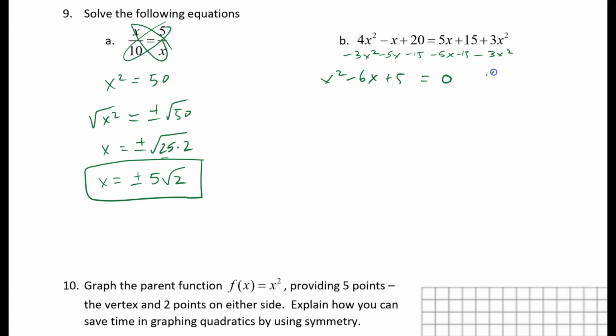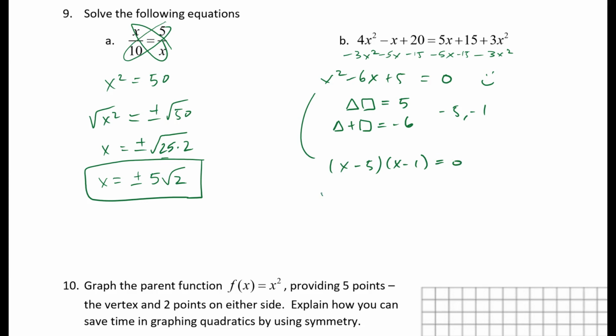And now this is a nice, familiar looking trinomial square kind of problem. What two numbers multiply to 5, but add to negative 6? Well, we know negative 5 and negative 1 will fit that bill, so we can finish factoring this. x minus 5, x minus 1 equals 0. And then apply the zero product property. x minus 5 equals 0, or x minus 1 equals 0, x equals 5, or x equals 1.